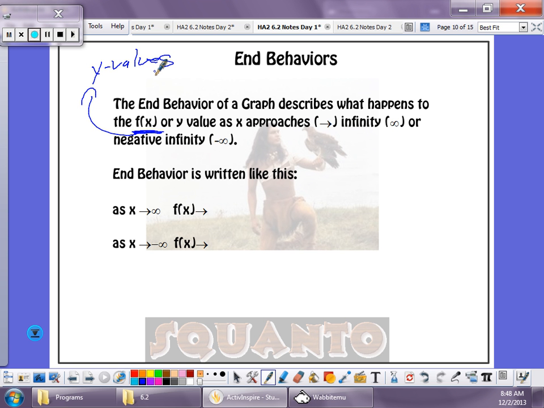Is it going up to infinity? Is it going down to negative infinity? Is it approaching a certain value like 1 or 2? And then what is happening as x goes to negative infinity? So as we go infinitely to the left, what is my graph doing? Is it going up, down, approaching a certain point? And this is how we're going to see that written. So as x goes to infinity, f of x might go to positive infinity. And as x goes to negative infinity, f of x might go to negative infinity. That's just an example of how it may be written.